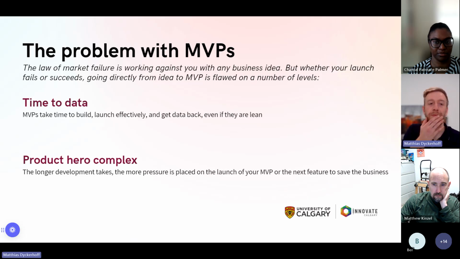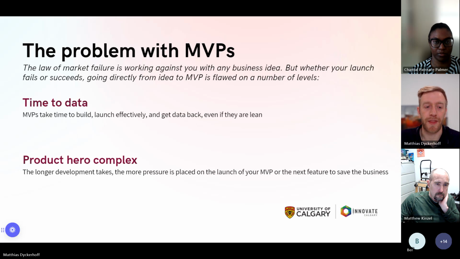So some of the problems are that even if they're meant to be lean, building an MVP or a first version of your product or service often takes time to build, launch, and get data back. And there's a lot that goes into the MVP that is not tested before it's launched in many cases. And so it also becomes difficult to work backwards and see what it attributed to its success or failure.